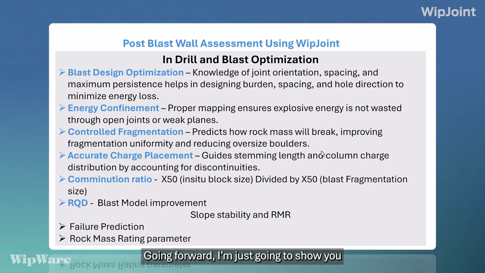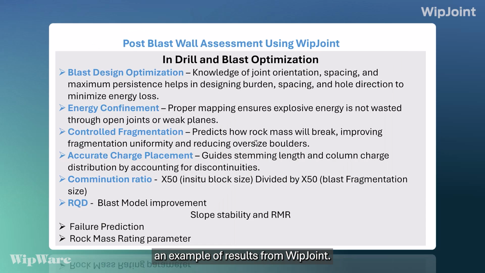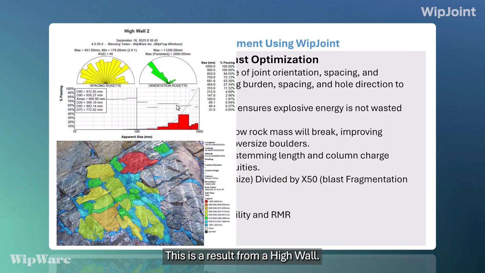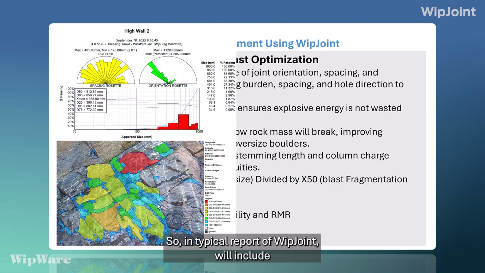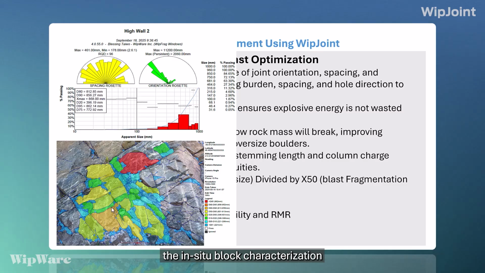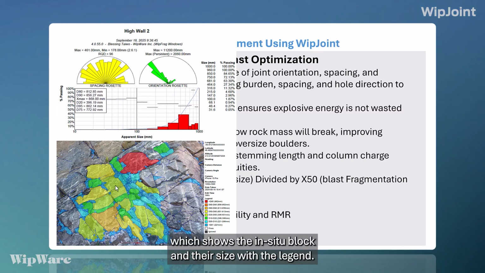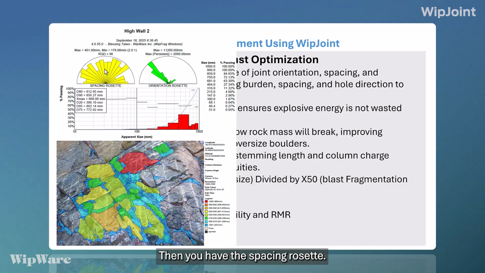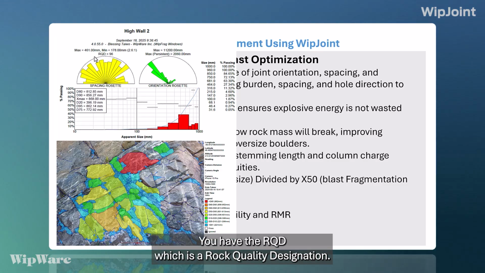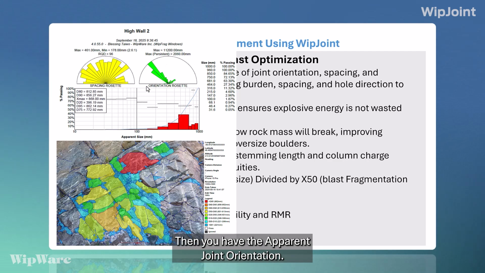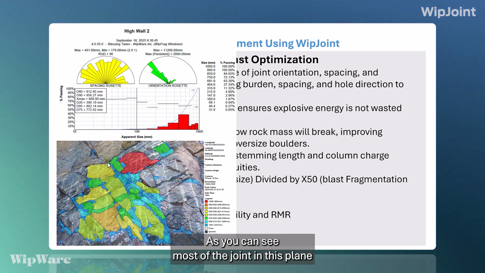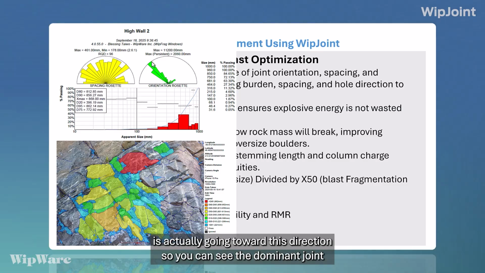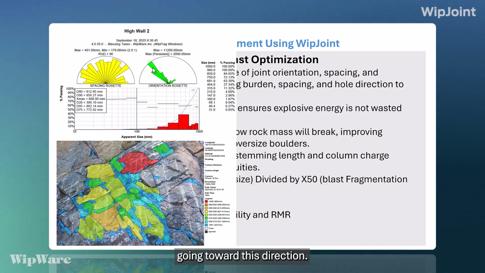Going forward, I'm just going to show you an example of results from WipJoint. This is a result from a high wall. In a typical WipJoint report, we include the in-situ block characterization, which shows the in-situ blocks and their sizes with a legend. Then you have the spacing result and the RQD, which is the rock quality designation. Then you have the apparent joint orientation. As you can see, most of the joints in this plane are going towards this direction, so you see the dominant joint going this way.